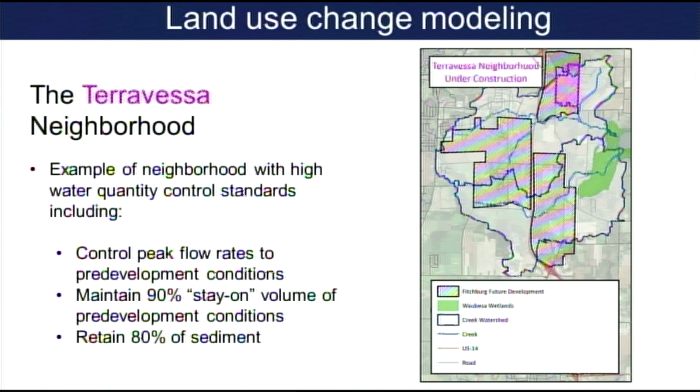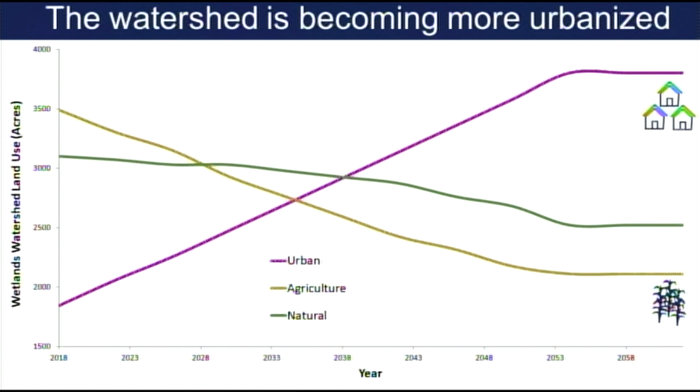One more important thing, and I'm just going to kind of touch on this quickly, but we used the Terra Vesa neighborhood as a model for our future development scenarios because it had a lot of good stormwater management practices in place. But what really is important is kind of the changing land use within the watershed. So we expect that as it becomes more urban within the watershed, it's going to become less agricultural. And this kind of formed the base of both of our models, that we're going to see an increase in the amount of urban land, and we're going to see a decrease in the amount of agricultural and natural land.